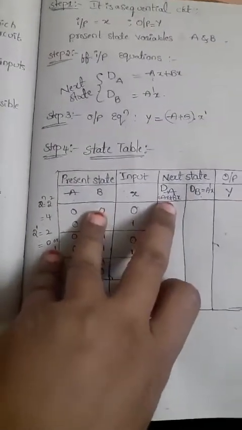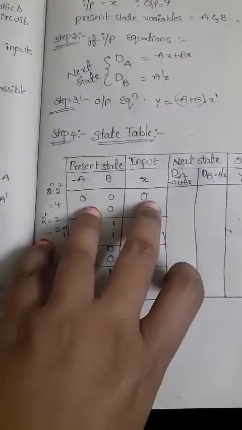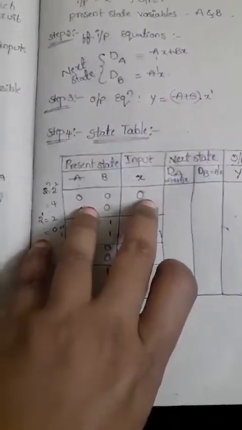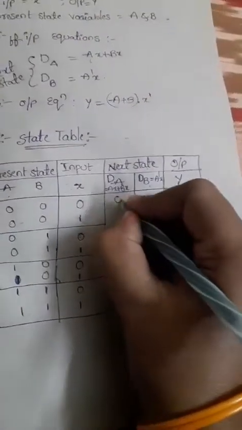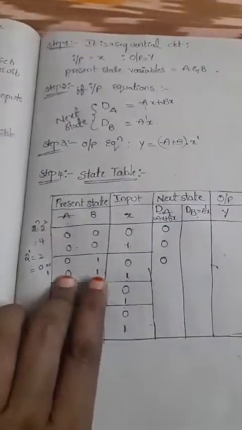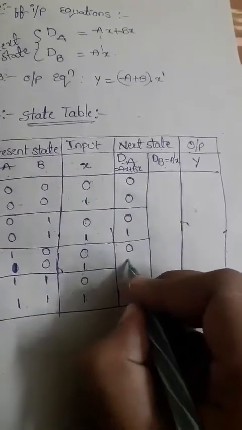First the dA value, that is AX plus BX. AX is 0 into 0, 0, plus BX, 0 into 0, 0. So 0 plus 0 gives 0. Like this, 0 into 1, 0, plus 0 into 1, 0; 0 plus 0, 0. Next, 0 into 0, 0, plus 1 into 0, 0; 0 plus 0, 0. Next, 0 into 1, 0, plus 1 into 1, 1; so 0 plus 1, 1. Next, 1 into 0, 0, plus 0 into 0, 0. Next, 1 into 1, 1, plus 0 into 1, 0; 1 plus 0, 1.